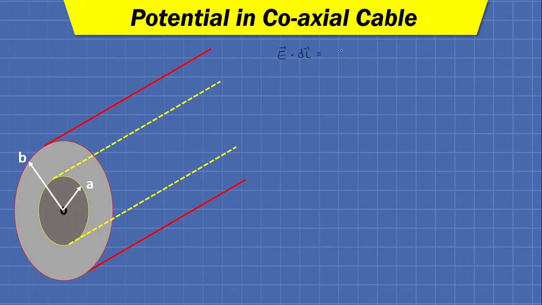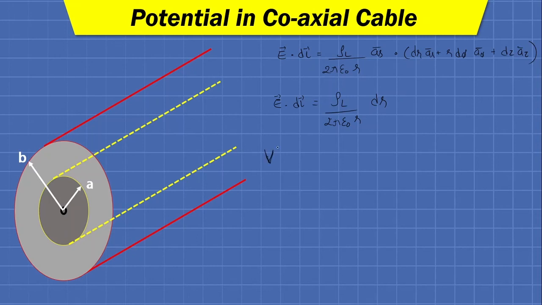So E bar dot dL bar, we can have rho L upon 2 pi epsilon naught r a r bar dot dr a r bar plus r d phi a phi bar plus dz a z bar. As you can see, a r bar dot a r bar will only give the non-zero value, a r bar dot a phi bar will give 0 value, a r bar dot a z bar will also give 0 value. So finally we are having rho L upon 2 pi epsilon naught r into dr, and a r bar dot a r bar will be 1. So we got the dot product as rho L upon 2 pi epsilon naught r dr.